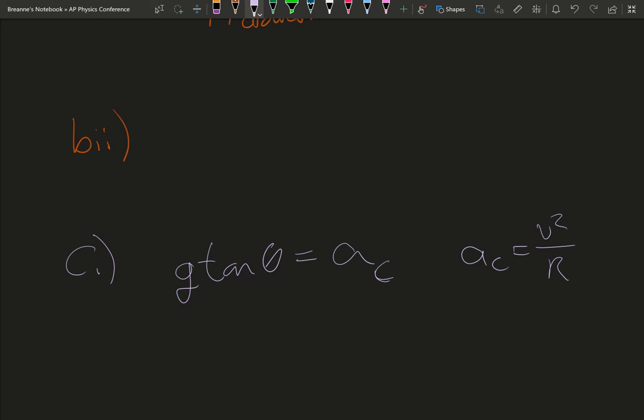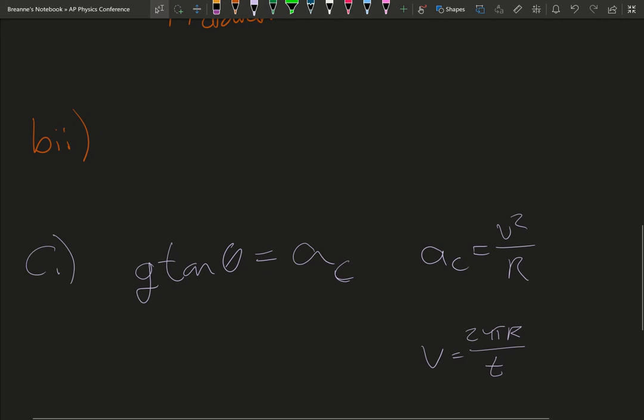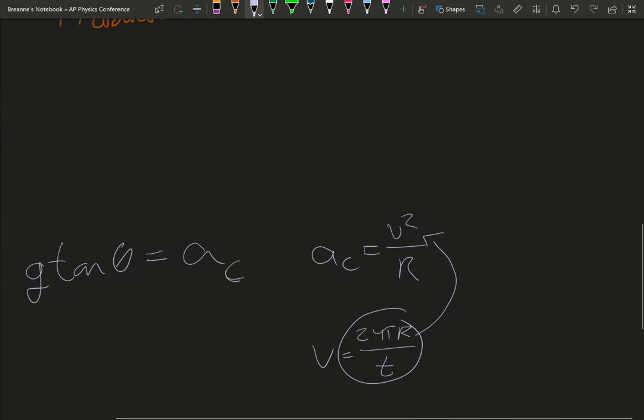And remember, V, our velocity in this case, is the distance, which would be our circumference, 2 pi R, over time. And that's squared. So if we plug that back in, it'll be squared. We're going to take this and plug that into there. So we get 2 pi R squared over R.